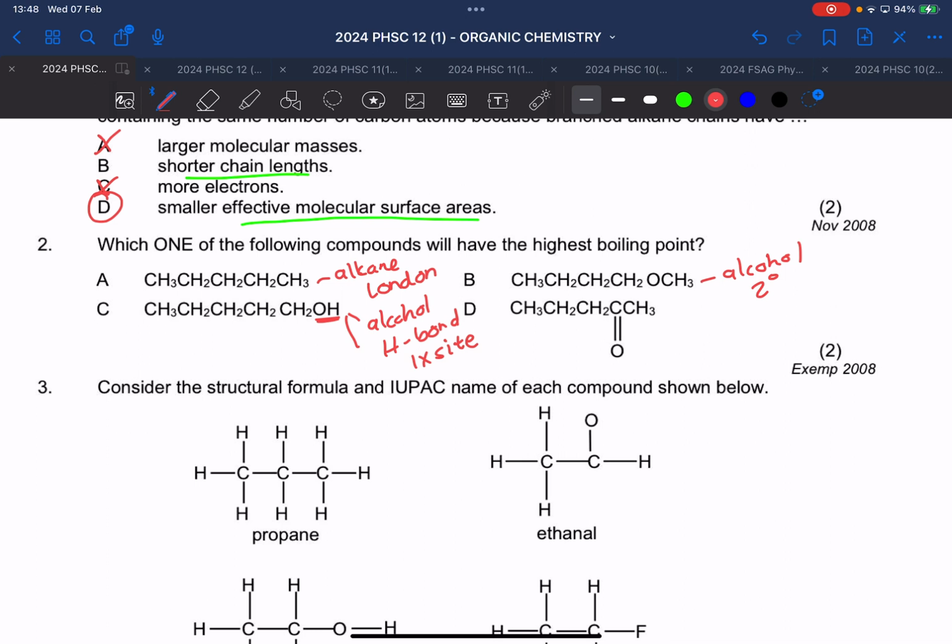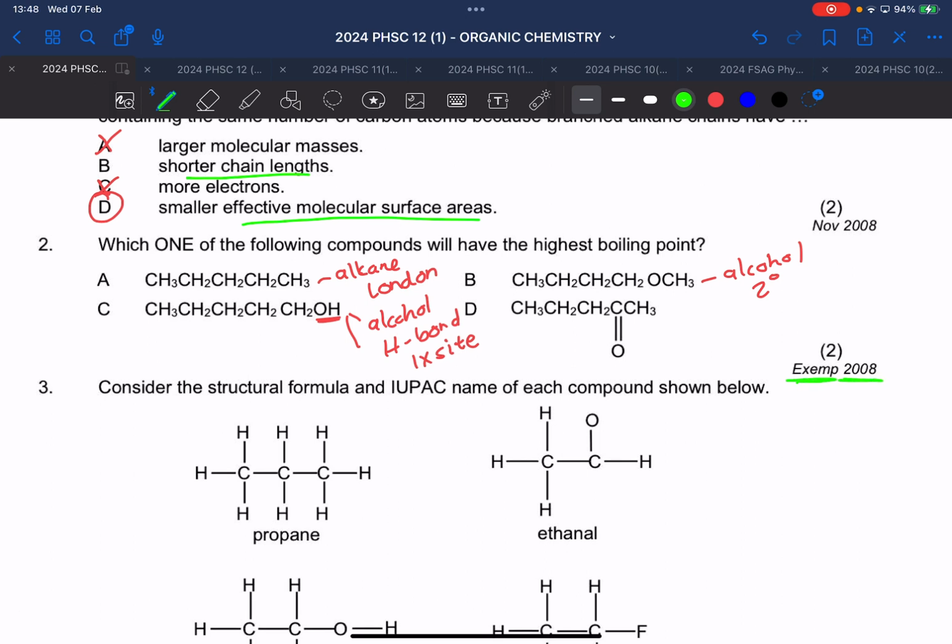Yes, the carbon bonded to the OH is bonded to 2 other carbons. Now I'm thinking there's a mistake in this question paper, because it's the exemplar of 2008, meaning it was like a practice question paper. There could have been mistakes. But anyway, this one here with the double bond O is a ketone, and a ketone has dipole-dipole forces. Dipole-dipole forces and London forces are the weaker forces. We have hydrogen bonding. So which one is stronger, the one where it's at the end or in the middle? At the end. If it's shielded, it's not that polar. If it's at the end, it is open, so it's very much polar. So the answer is C.